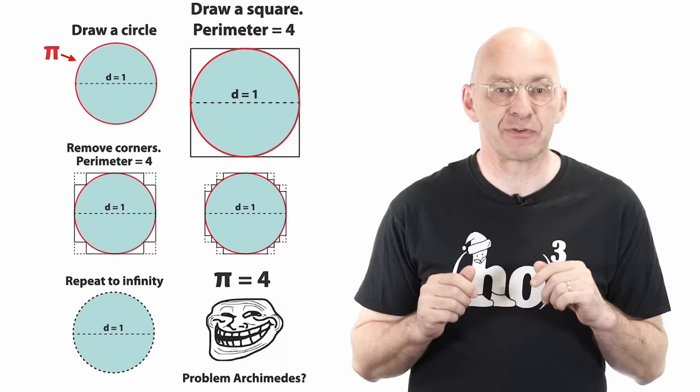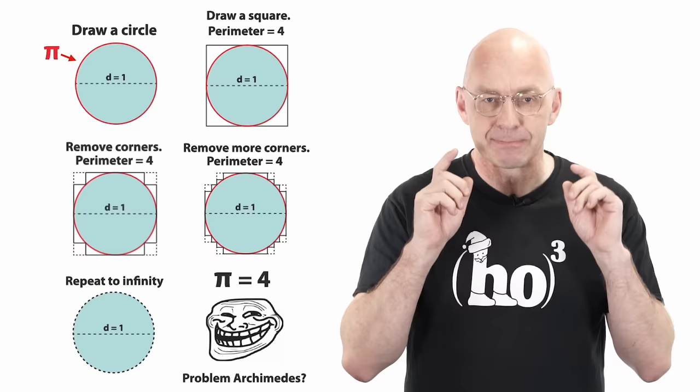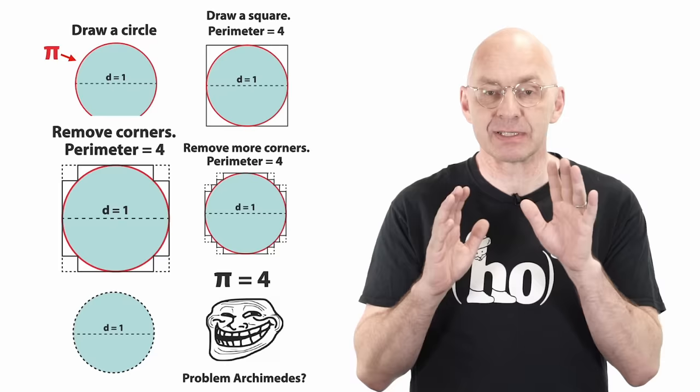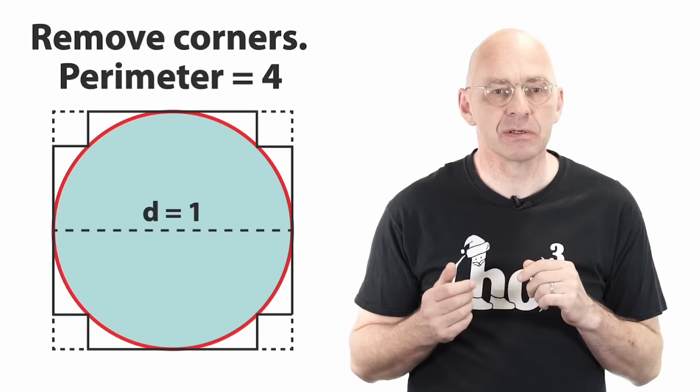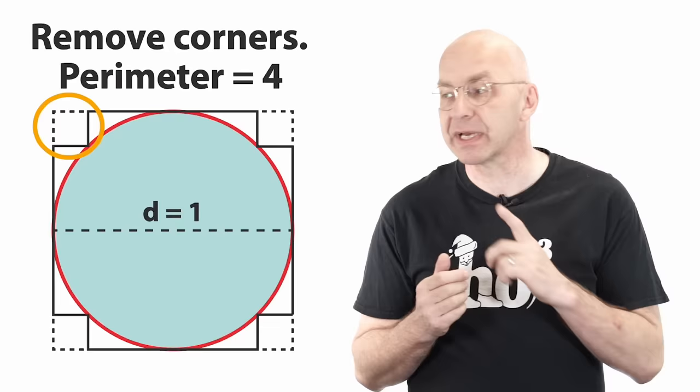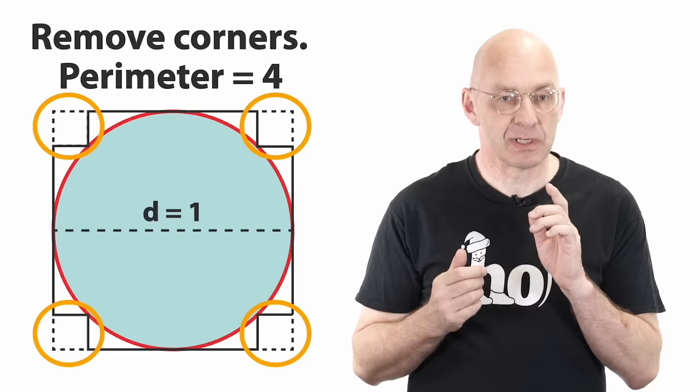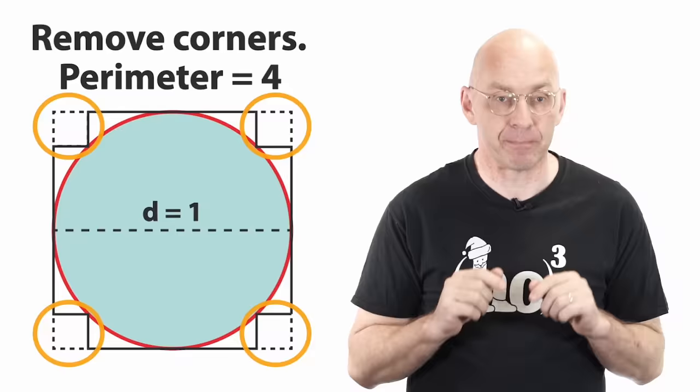All right. Now remove the 4 corners like this. It says that the perimeter of the new shape is still 4. Really? Why is that? Why is it still the same? Well, let's have a close look. Cutting off this corner simply amounts to taking the dotted part and moving it here. This means that when we cut the corners, the perimeter does not change. The perimeter is still 4.